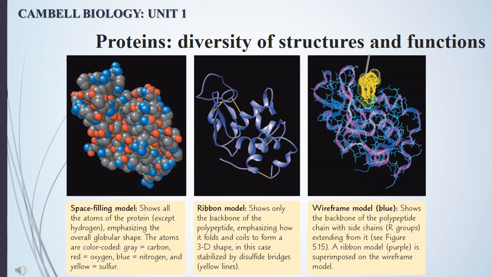Then we have the wireframe model. In this particular case, we have a superimposition of the ribbon model, right? And we have the chain with side chains, the R groups, extending from its main backbone structure. All of these have something to show, and in different applications, one or the other comes in very handy.